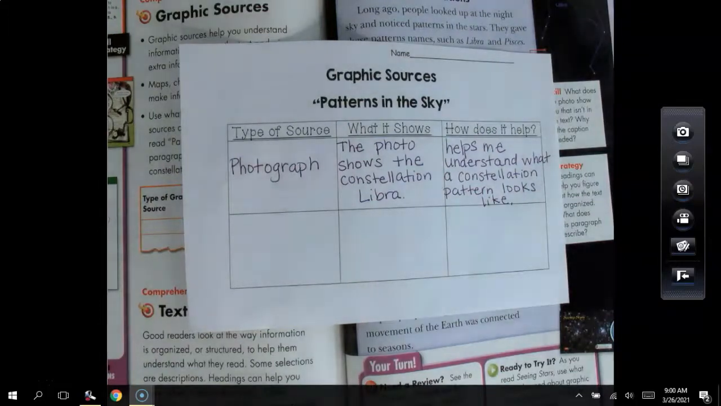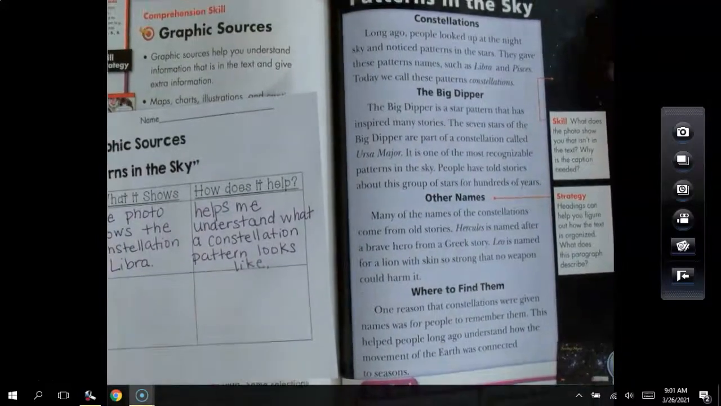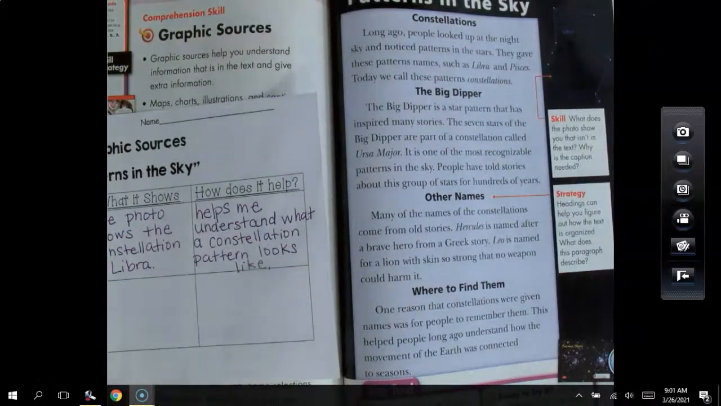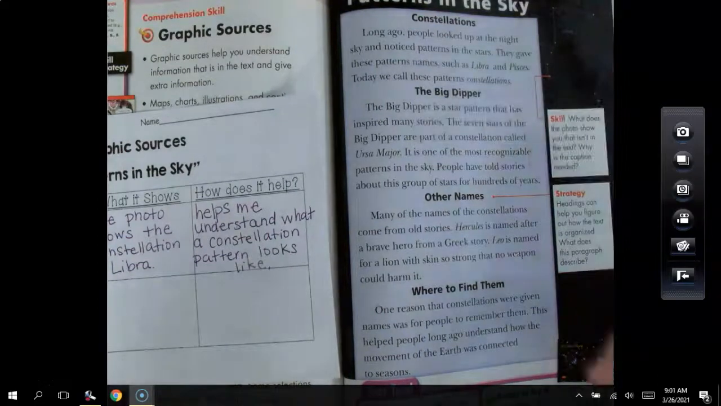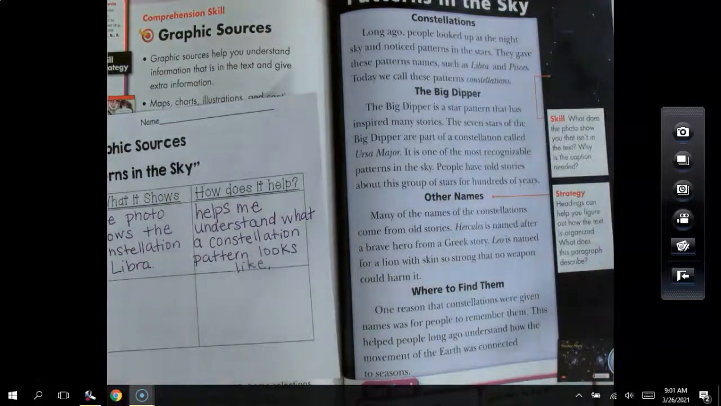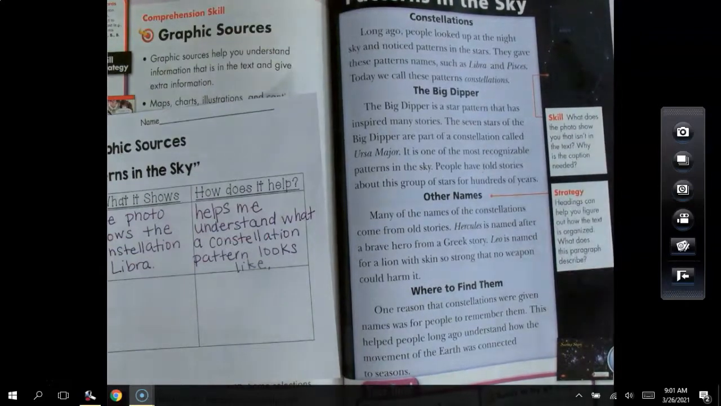Okay, so what about another graphic source in our story, Patterns in the Sky? What other graphic source do you see in our story? Look at something that's bold and black. There are 4 of them. What do you call these? Boys and girls, that is another graphic source. Those are called headings, okay? So those are called headings.